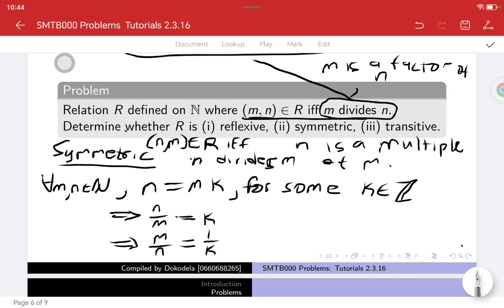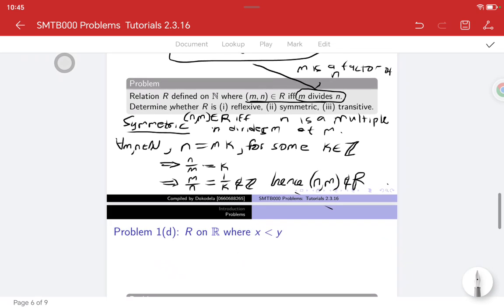Let's say I agree we took k as an element of an integer, so 1 over k will become an integer. Will it be an integer? No, right? Because we don't have fractions in integers. Yes. And we know that this is not an element of the integers. Hence, m cannot be an element of R. Hence, R is not symmetric.